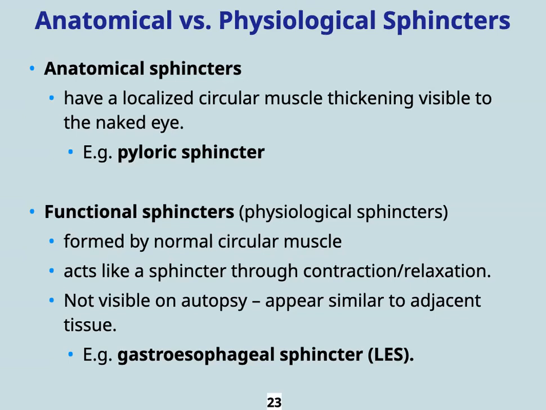On the other hand, a functional sphincter or physiological sphincter doesn't have the same thickened muscular ring. They still have a circular muscle that constricts either around or inside them, but because it's not thickened, that specialized structure cannot be visually identified as a sphincter unless it's constricted. And when it's relaxed, it looks just like the rest of the surrounding tissue, okay? So an example of this is the gastroesophageal sphincter, also known as the lower esophageal sphincter.